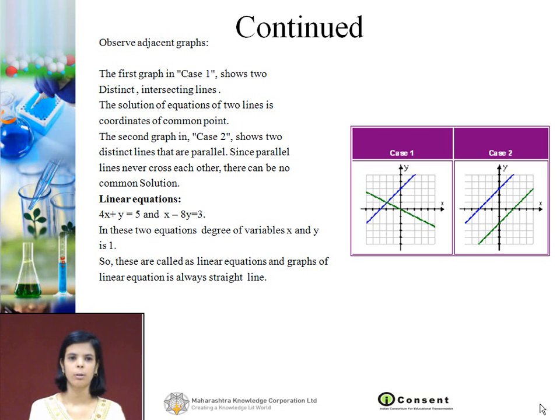Linear equations: 4x plus y is equal to 5 and x minus 8y is equal to 3. In these two equations, degree of variables x and y is 1. So these are called linear equations, and the graph of a linear equation is always a straight line.